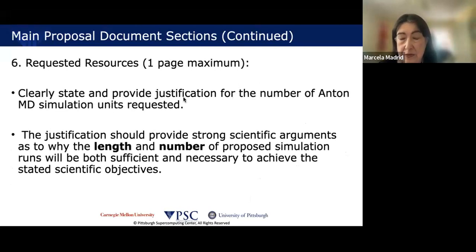Clearly state and provide justification for the number of Anton MD simulations, and provide strong scientific arguments as to why the length and the number of proposed simulation runs will be both sufficient and necessary to achieve the stated scientific objectives.